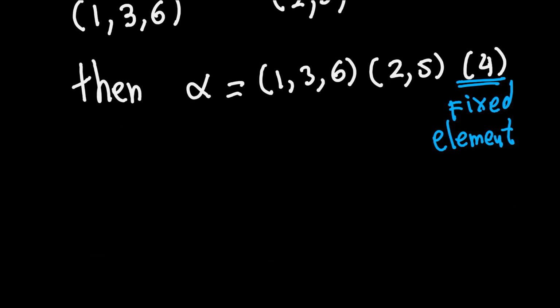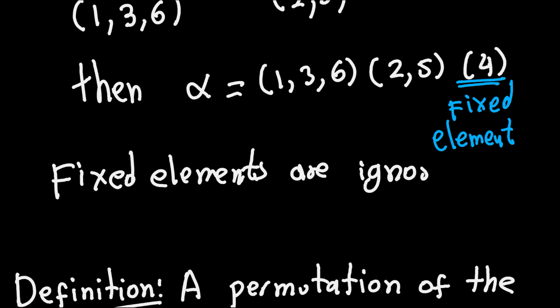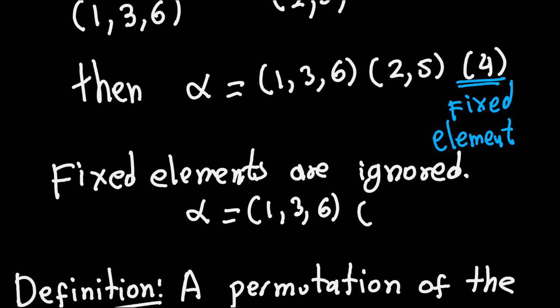Let me write that down. So let's say fixed elements are ignored from the representation, but not ignored on what they mean. If it doesn't appear in the representation, it means that it's fixed. So basically, we're gonna say that alpha is just 1, 3, 6, 2, 5, like this.